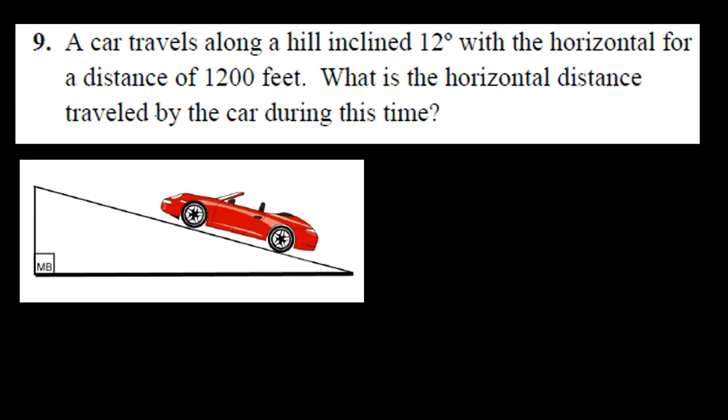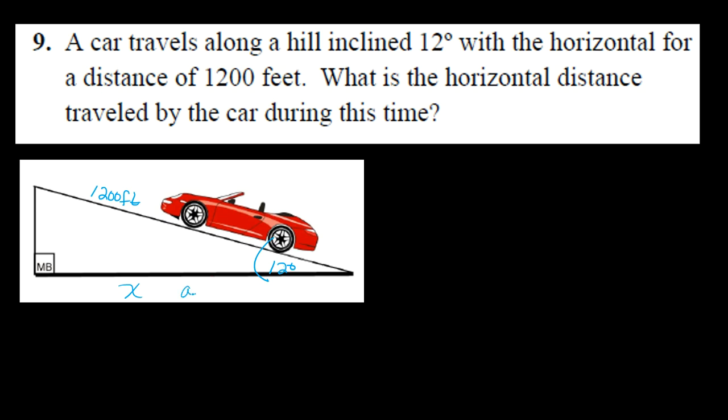Number 9, a car travels along a hill inclined 12 degrees with a horizontal for a distance of 1,200 feet. What is the horizontal distance? So this is 1,200 feet, and we want to know the horizontal, the straight across, the horizontal distance the car traveled.